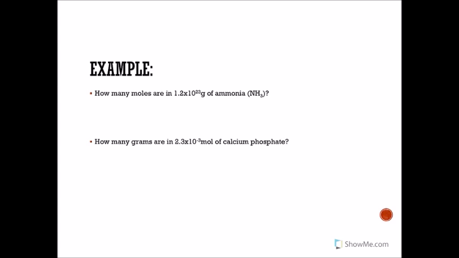And a couple other examples here. How many moles are in 1.2 times 10 to the 23 grams of ammonia, or NH3? We see the unit grams, so we know we need to find the molar mass of ammonia. We have 1 nitrogen, which is 14.01.